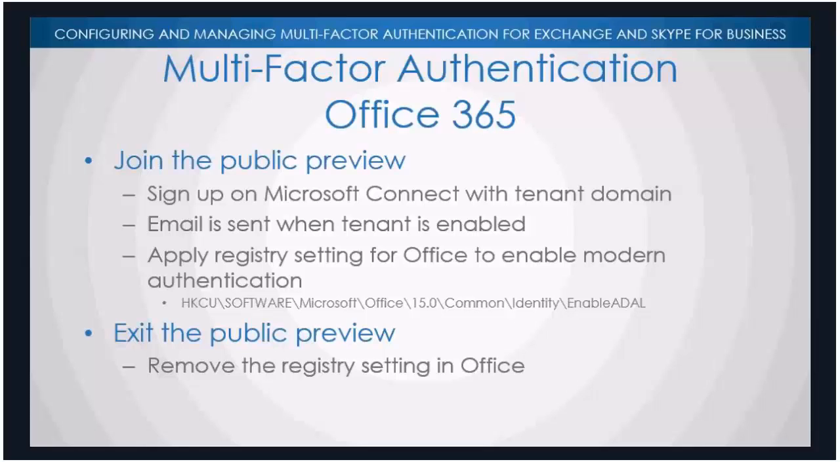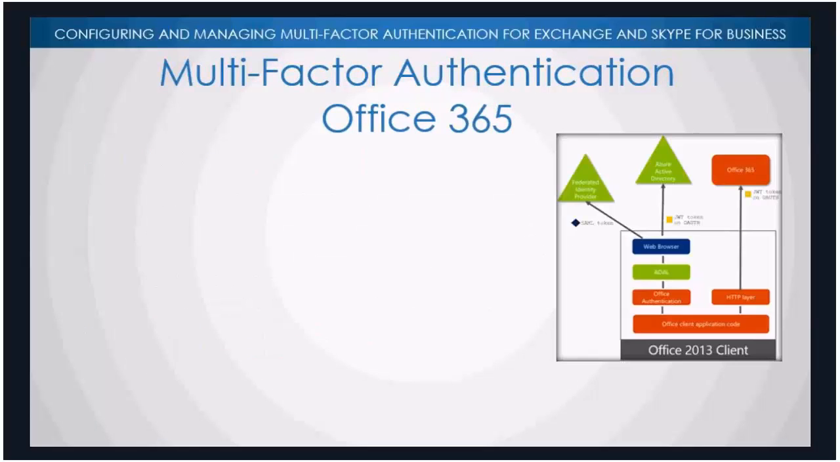So if you enable the registry setting, you tested everything that you wanted to, and you're satisfied with your testing but not ready to just turn it on for all the users, you're ready to go back to your old ways of doing things. Remove the registry setting, and then Office will start using the old ways of authenticating you with username and password. How does that process look?